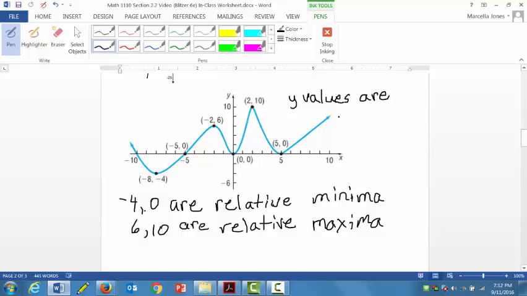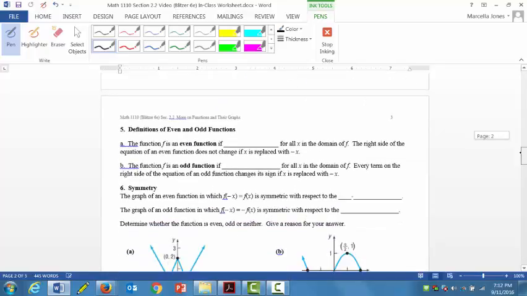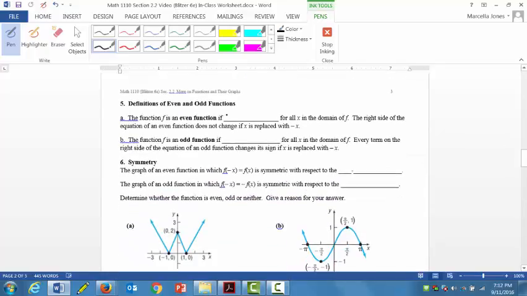6 and 10 are y values that are relative maxima. So if there were only one, we would say maximum. Maxima is the plural. And again, note that y values are the actual minimum or maximums. X's tell us where those occur, but the actual maximum or minimum is a y.